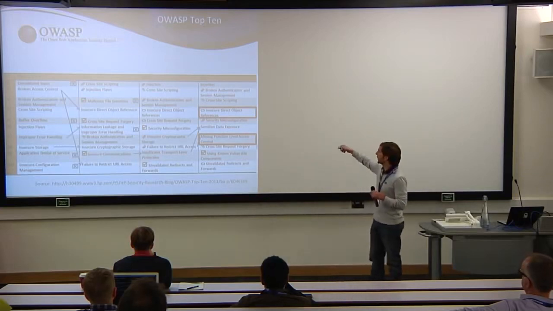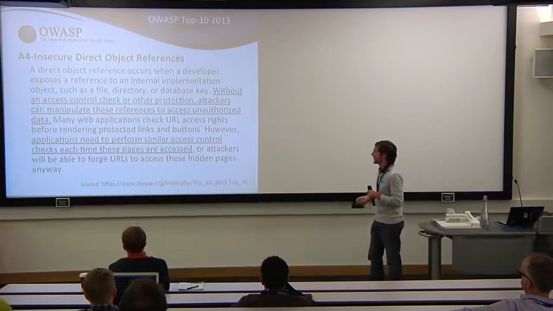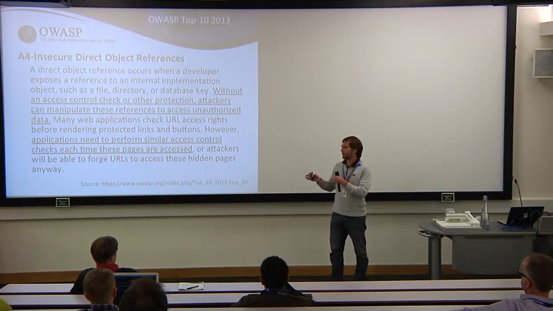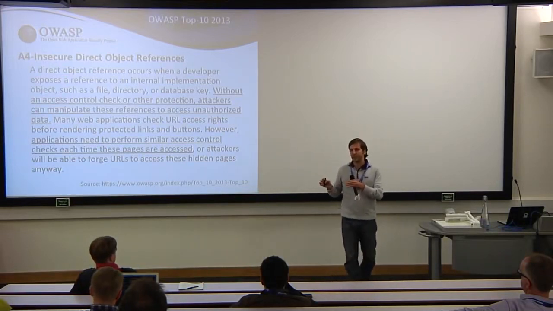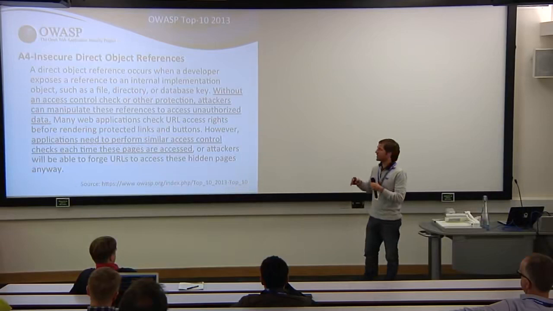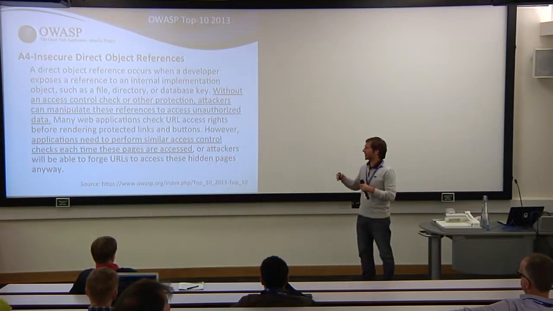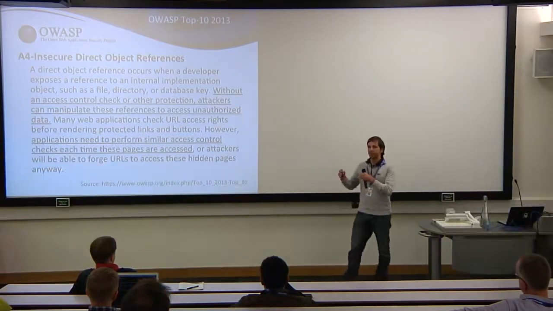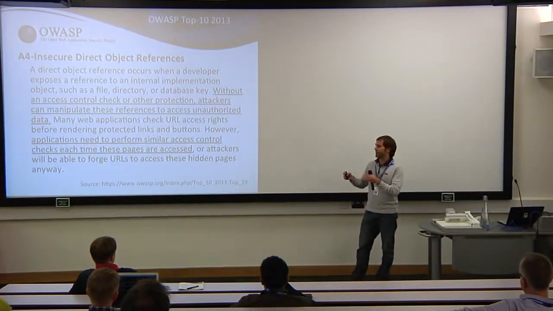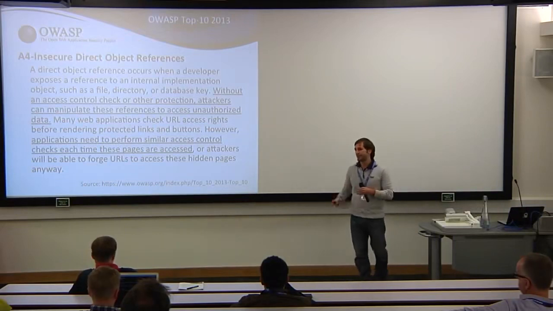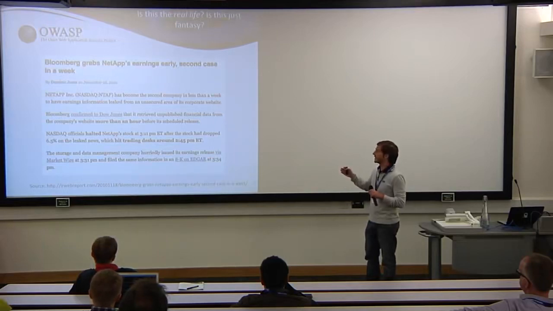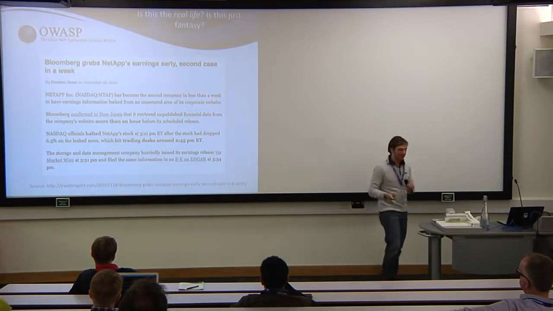So A4 is Insecure Direct Object Reference, and it is basically when you are exposing an object or a resource on the server and you are not protecting it with an authorization check, so the URL to access this resource can be predicted. For example, you have some confidential data or resources that can be accessed just by predicting the URL. One example of this is Bloomberg, when they grabbed the NetApp earnings just by accessing a different URL with a different date and so on.